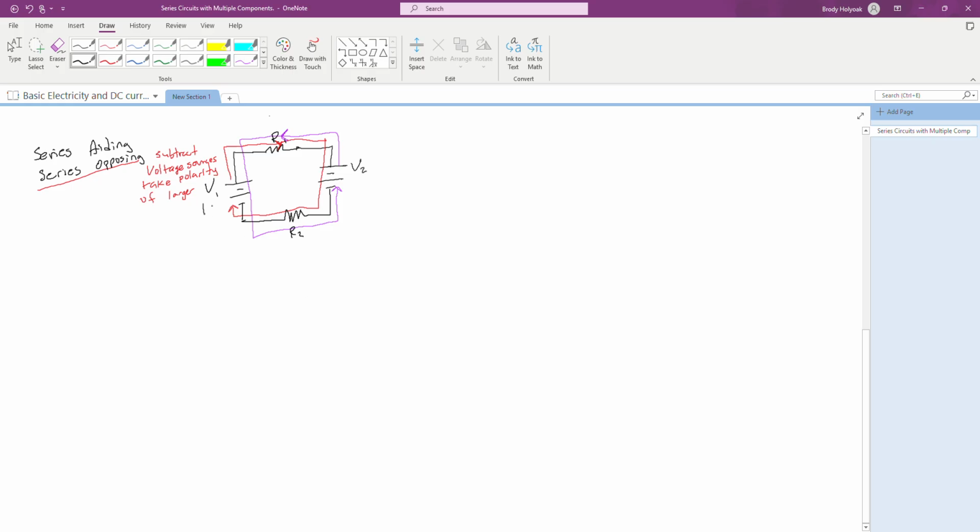So if we have 15 volts here and 5 volts here, what this means is now my V total, because they're opposing each other, the currents are trying to flow opposite directions, is going to be my larger one, which is V1, minus my smaller one, which is V2. And so I'm going to get a total of 15 volts minus 5 volts. So my total voltage is equal to 10 volts, and V1 is going to be the winner.